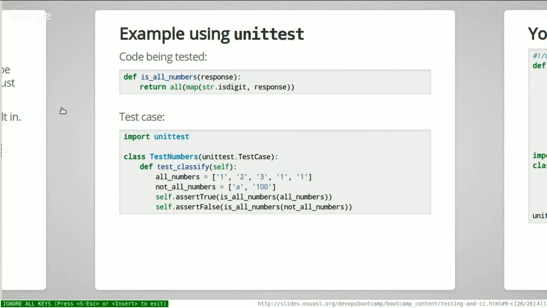we have a test numbers class. So this class is a unit test class, which just is going to set up and run these tests whenever we run the unit tests. So we have all_numbers, which is a list of strings, all of which are numbers. And then we have not_all_numbers. And not_all_numbers is a list of things where some of them are numbers and some of them aren't numbers. And so we can assert true that all_numbers is all numbers. And we can assert false that not_all_numbers are not all numbers.